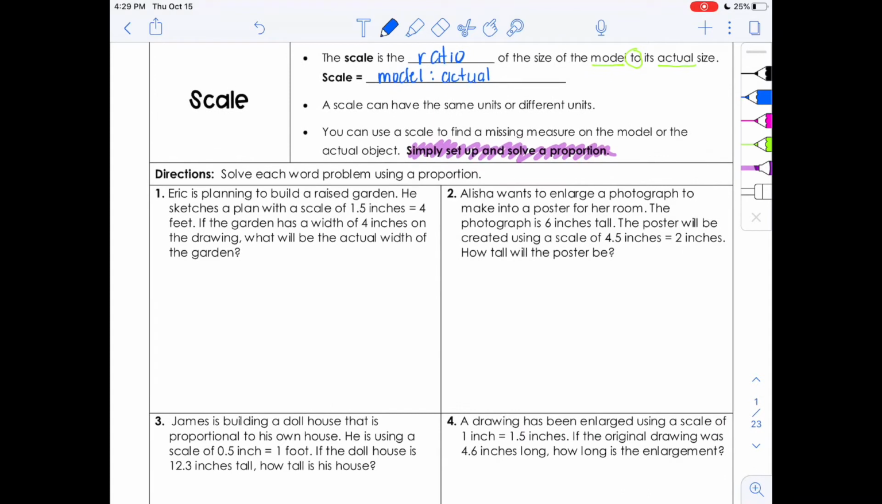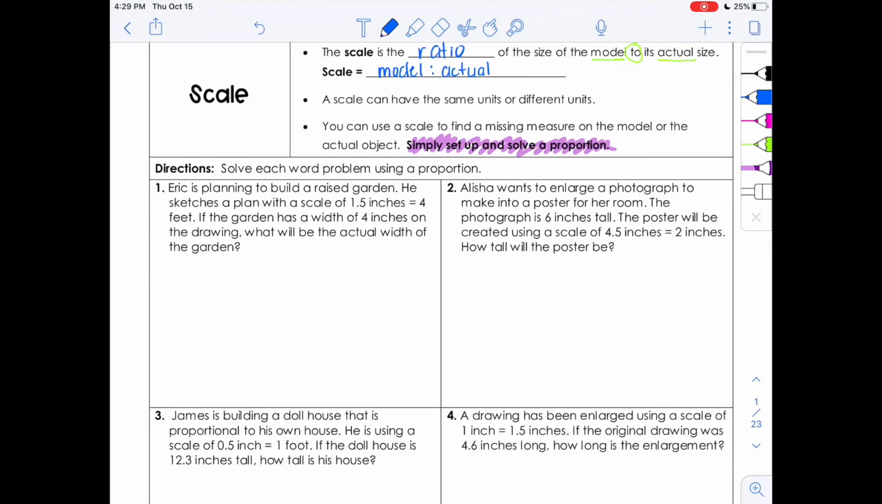Eric is planning to build a raised garden. He sketches a plan with a scale of 1.5 inches to 4 feet. If the garden has a width of 4 inches on a drawing, what is the actual width of the garden? So remember, when we set up the proportion, the first ratio in our proportion is our scale. So 1.5 inches to 4 feet.